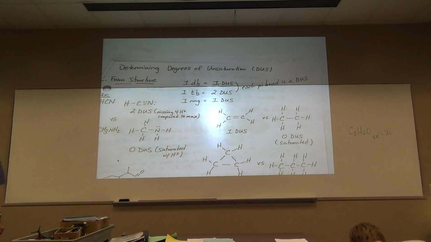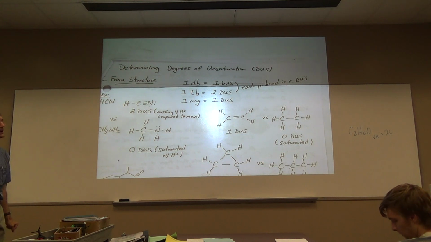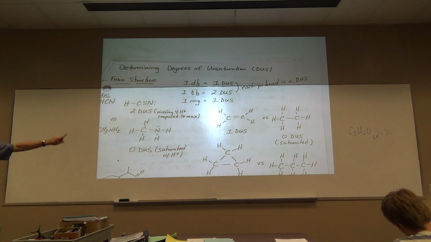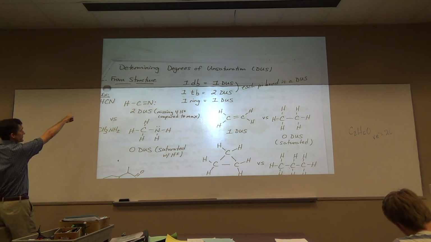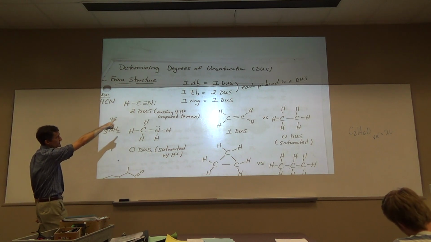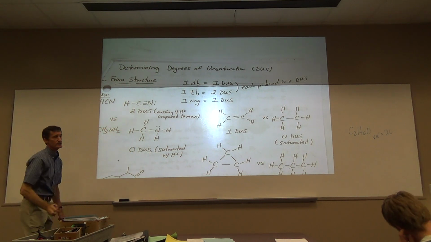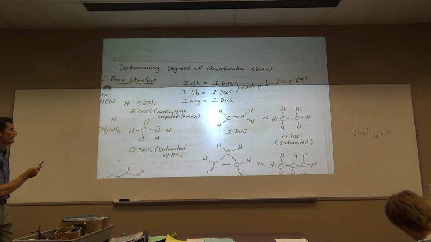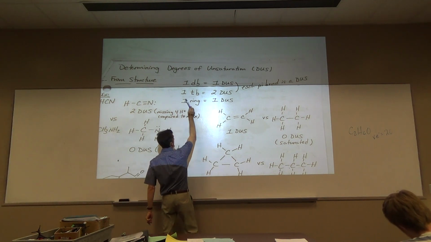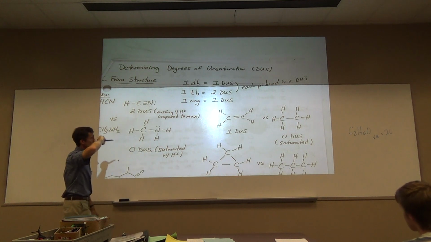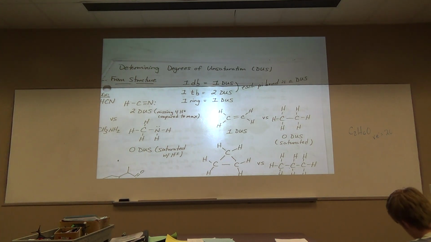Some textbooks call it index of unsaturation or some variation of that. Basically, saturated and unsaturated are always going to be the terms there. You can determine DUS either from structure or formula. Let's first do it from structure. We just need to know a double bond is 1 DUS. A triple bond is 2 DUS. One ring is 1 DUS.